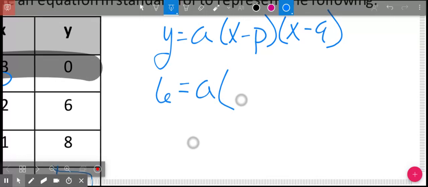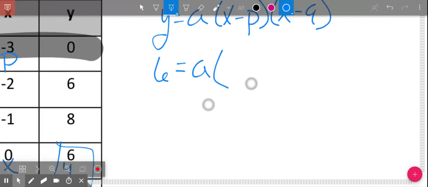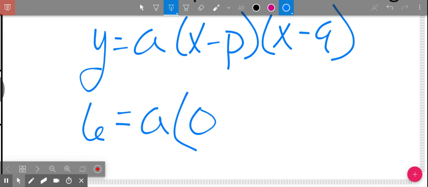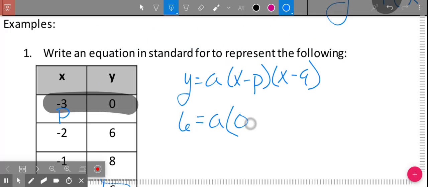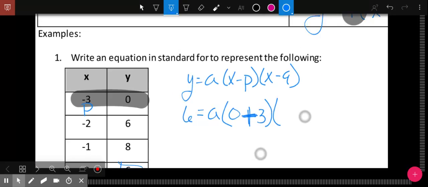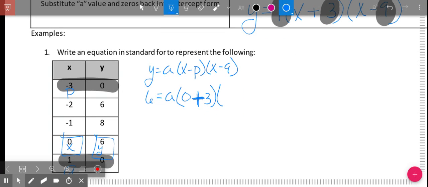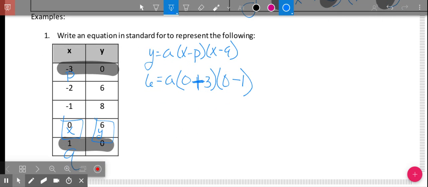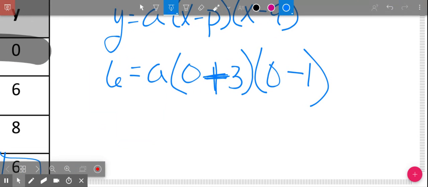Instead of an x, now we know that our x value is actually a 0, so that makes it pretty easy to work with. Then we have a minus our p value, which we said was a negative 3. But when we subtract a negative number, we're really just adding, so that becomes a plus 3. And then I'll still have my x value, which we still said was 0. So 0 minus my q, which was 1. And now we just need to simplify.